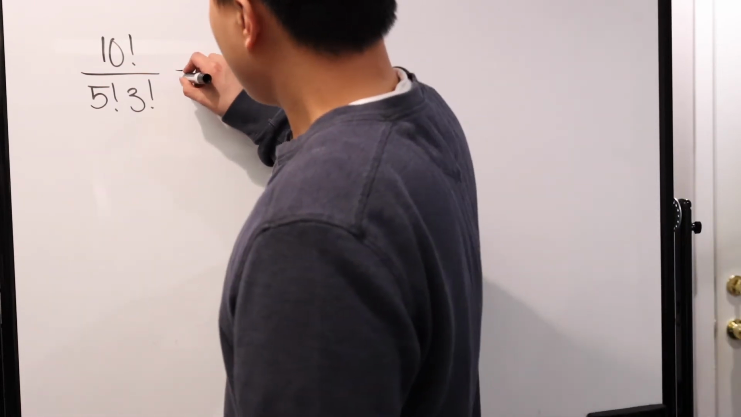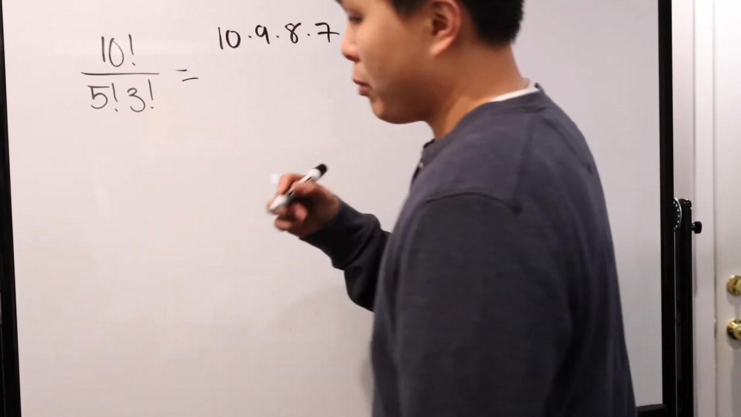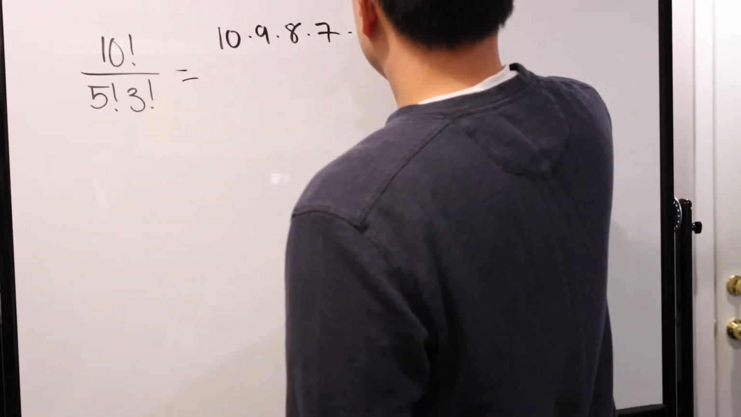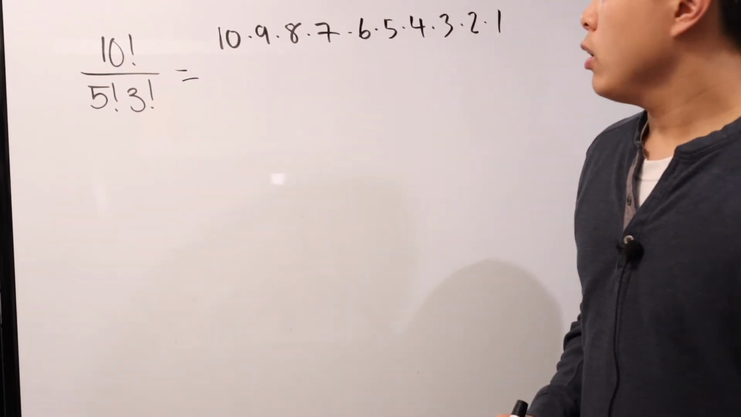Well, the top one, we have 10 times 9 times 8 times 7, and I'm not going to be lazy, I'll just write it all out. 6, 5, 4, 3, 2, 1. That's 10 factorial. All right.